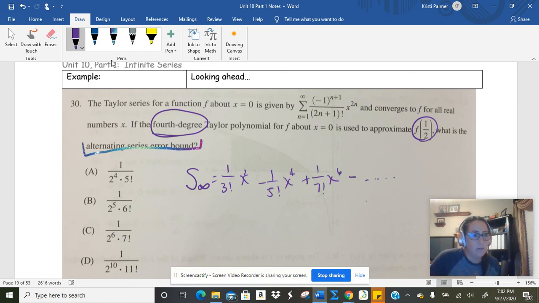Okay, so this is what I got. And then it just said, go to the 4th degree. Well, the 4th degree stops right here. And that's what we're going to learn about for that Taylor polynomial. It just means they'll tell you what degree to go to. So here's the 4th degree, and it wants me to plug in 1/2.